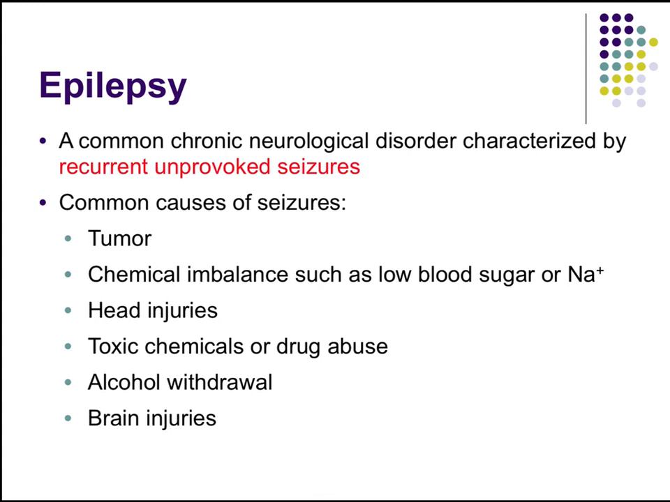There's also epilepsy. So epilepsy is a recurrent, unprovoked seizure. So the key word here is it's recurrent. It's also unprovoked. So some common causes of epilepsy include a tumor. So basically, again, it's going to be anything that really alters our brain. So a tumor, chemical imbalance like low blood sugar or sodium, a head injury, chemical injury, so toxic chemicals or drug abuse, alcohol withdrawal, or any kind of brain injury like a traumatic brain injury. All of these basically alter our brain, and so it can lead to these recurrent seizures.